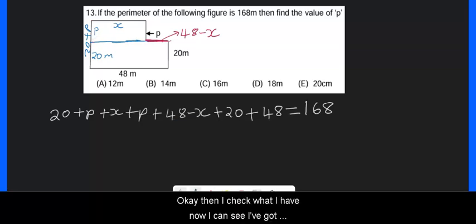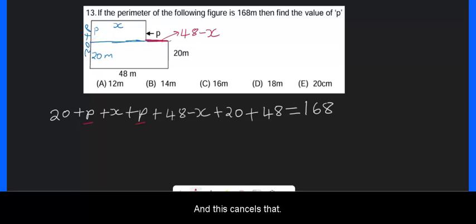Okay, then I check what I have. Now I can see I've got a like terms there, and then I've got a like terms there, and this cancels that. You can see it's x minus x. Okay, now those two, they give me 2p. They give me 2p. Okay, and those ones they cancel, they give us 0.